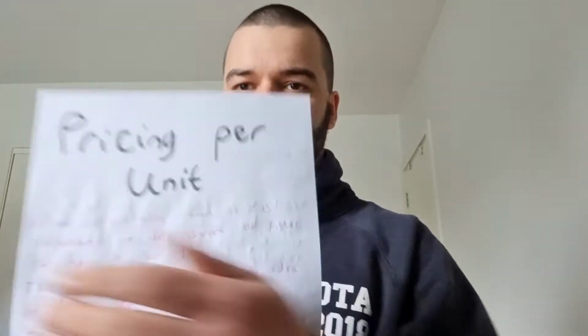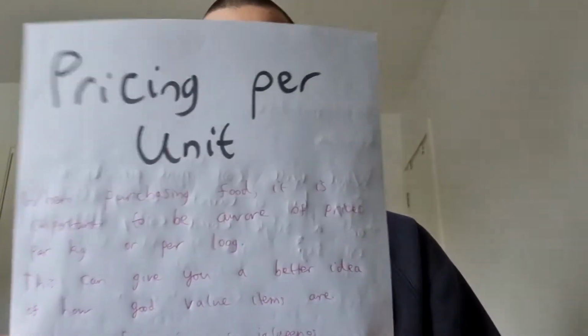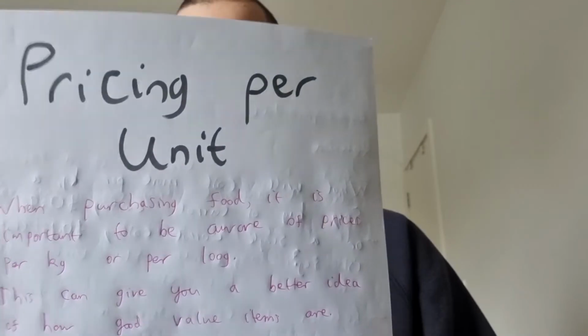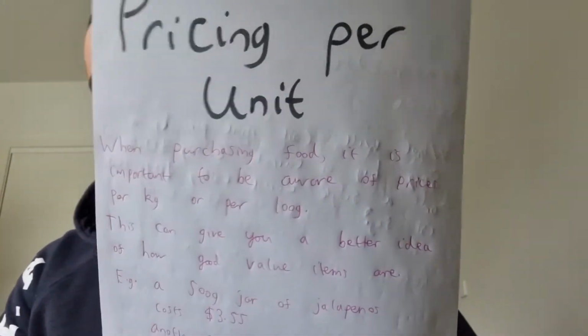So today we're going to be looking at the idea of pricing per unit. That's looking at how much something actually costs per 100 grams or per kilogram or something like that. And this is really useful in relation to purchasing food. So as I put there, when purchasing food, it's important to be aware of the prices per unit, such as how much the food costs per kilogram or 100 grams.